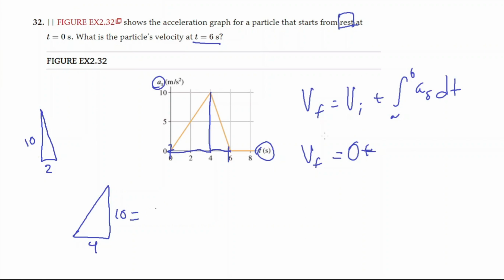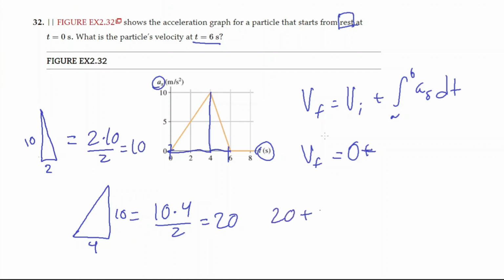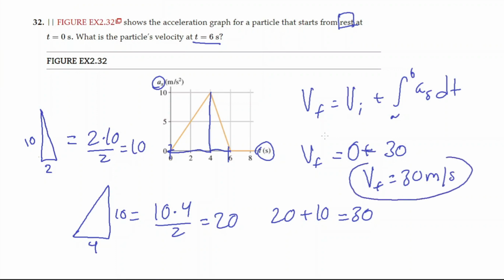Now if we find the area of both triangles, it's going to be 10 times 4 divided by 2, which is 20. And then the other triangle is 2 times 10 over 2, which is 10. And 20 plus 10 gives us the area under the graph, which is 30. So this would be 0 plus 30. So V final is going to be equal to 30 meters per second. And that is the particle's velocity at t equals 6 seconds.